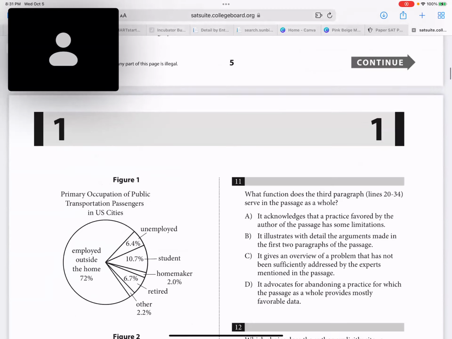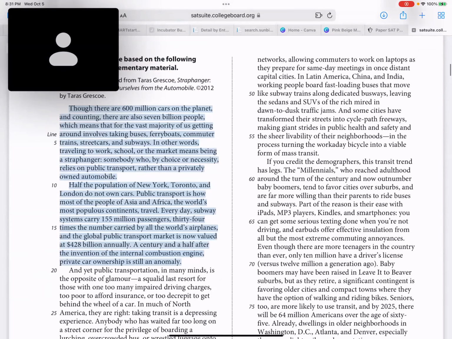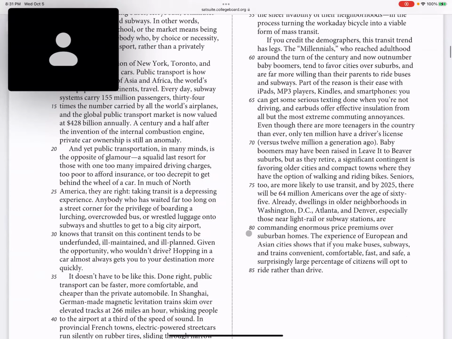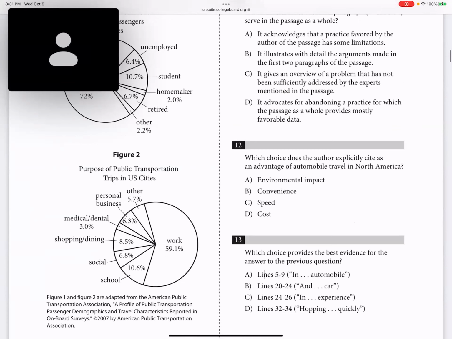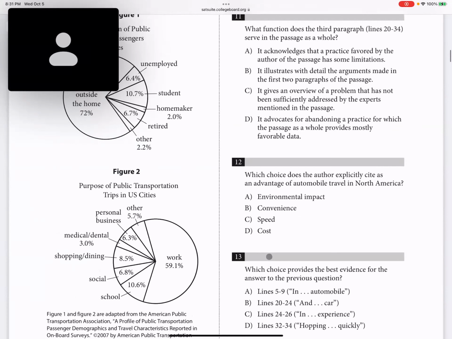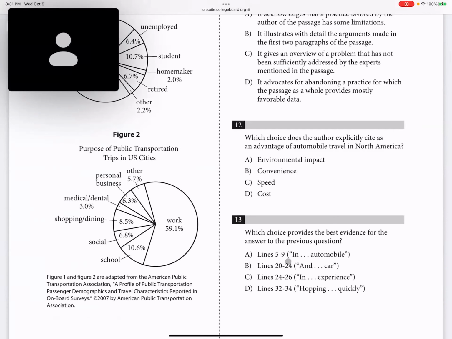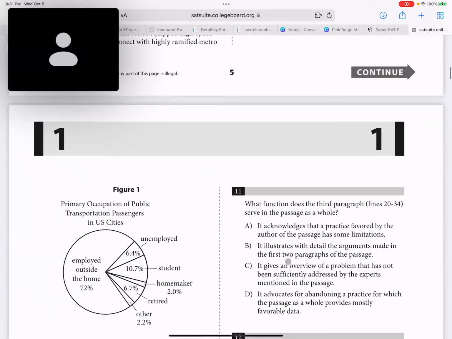This one we may not even have to, because the last question really helped us with that, right? Because it actually said in that little section that we read, it talks about this, right? But let's see. So lines 5 through 9, 20 through 24, 20 through 26, 24 through 26, sorry, or 32 through 34. So let's go through. Okay, so we're thinking B for both. So 20 through 24, let's start there with the evidence.